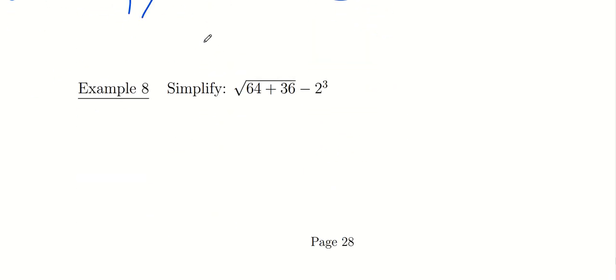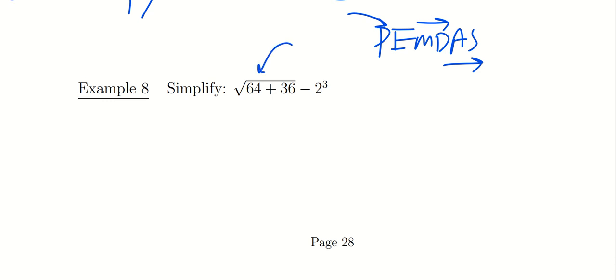Let's take a look at number 8. We have the square root of 64 plus 36 minus 2 to the third. Again, if we're thinking of PEMDAS, our order of operations here, multiplication, division from left to right, addition, subtraction from left to right, we do have a grouping symbol. Okay, it's not a parenthesis or a bracket, but the square root kind of plays the role of a grouping symbol. In order to take the square root, we need to know what number is on the inside of that square root. So let's do the inside part first.